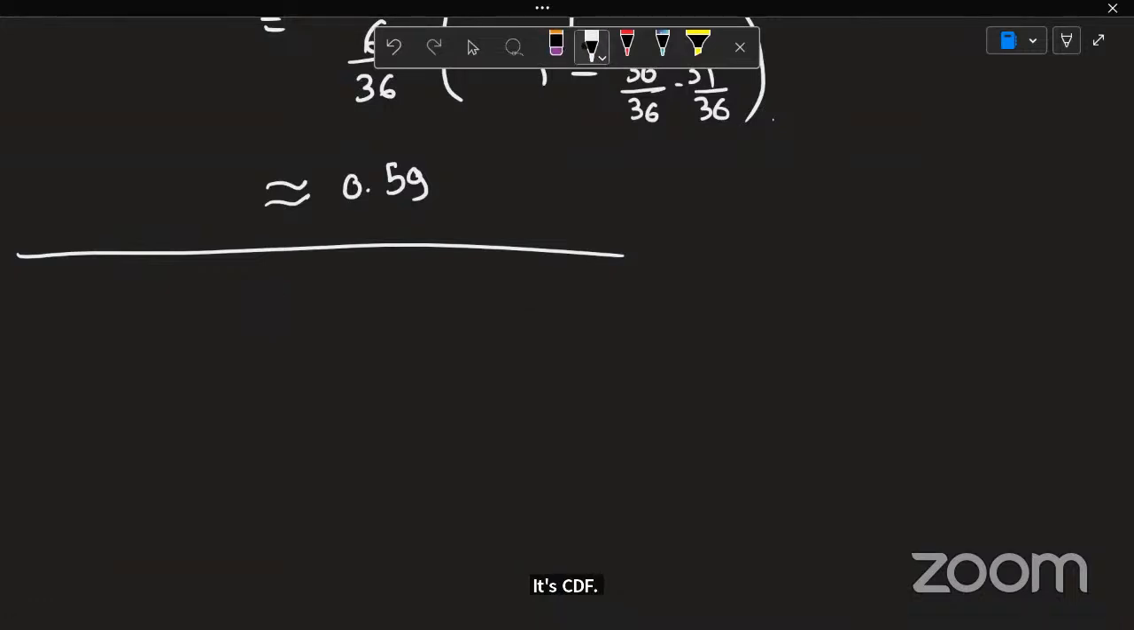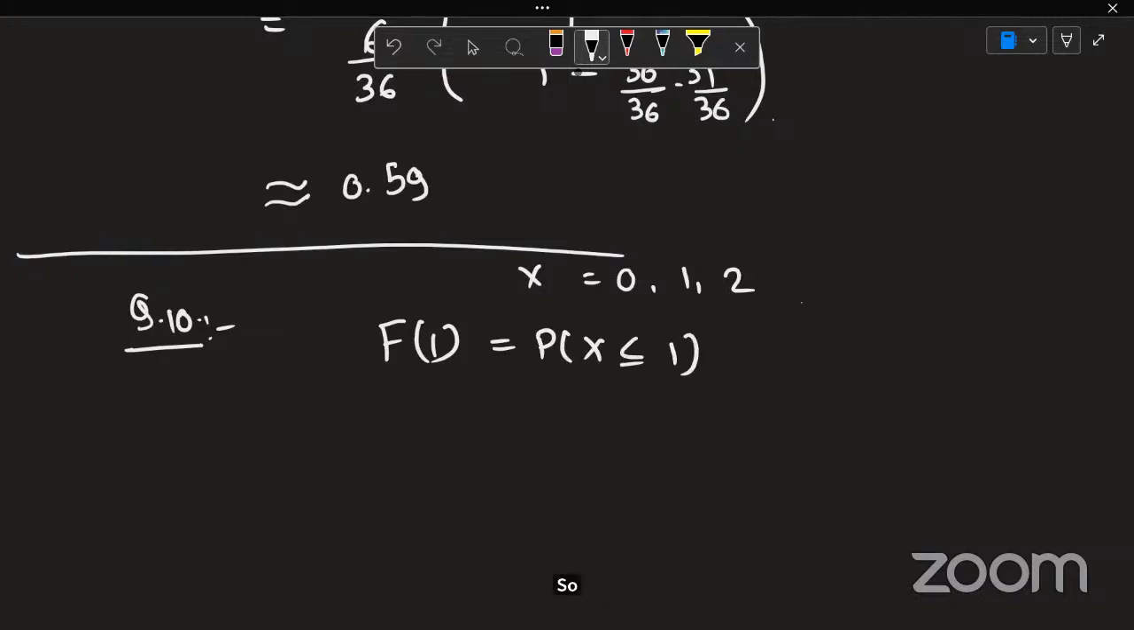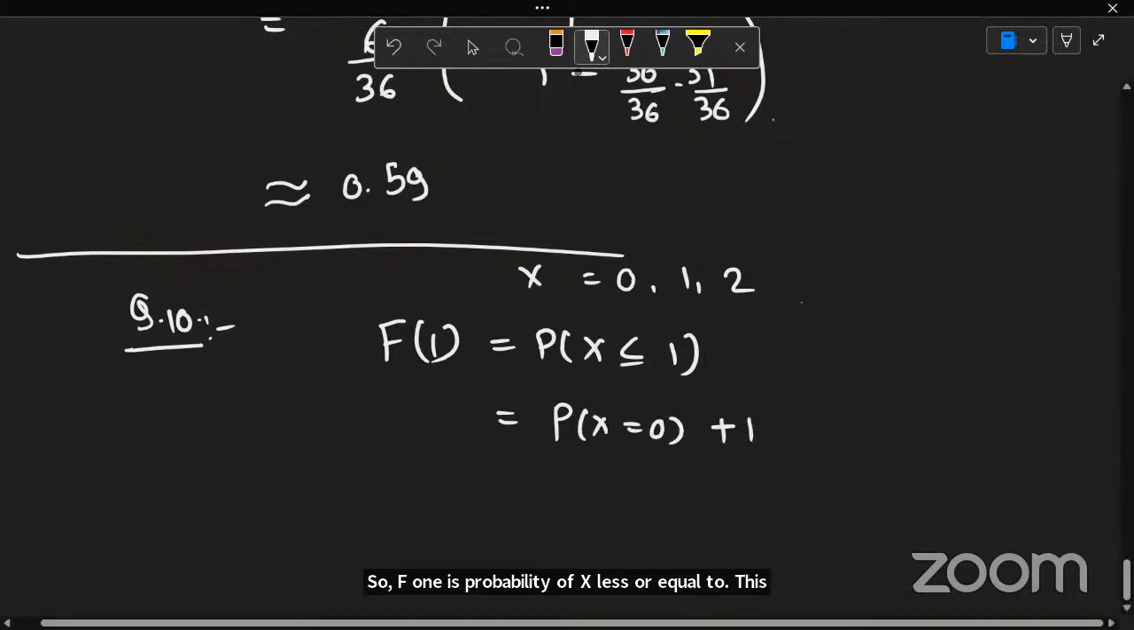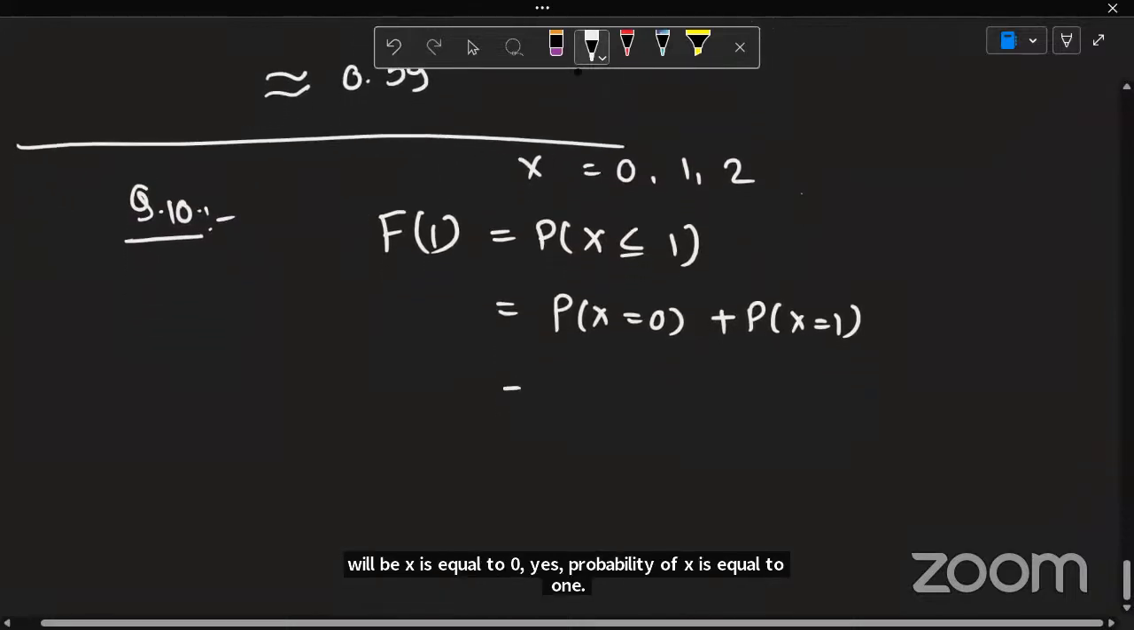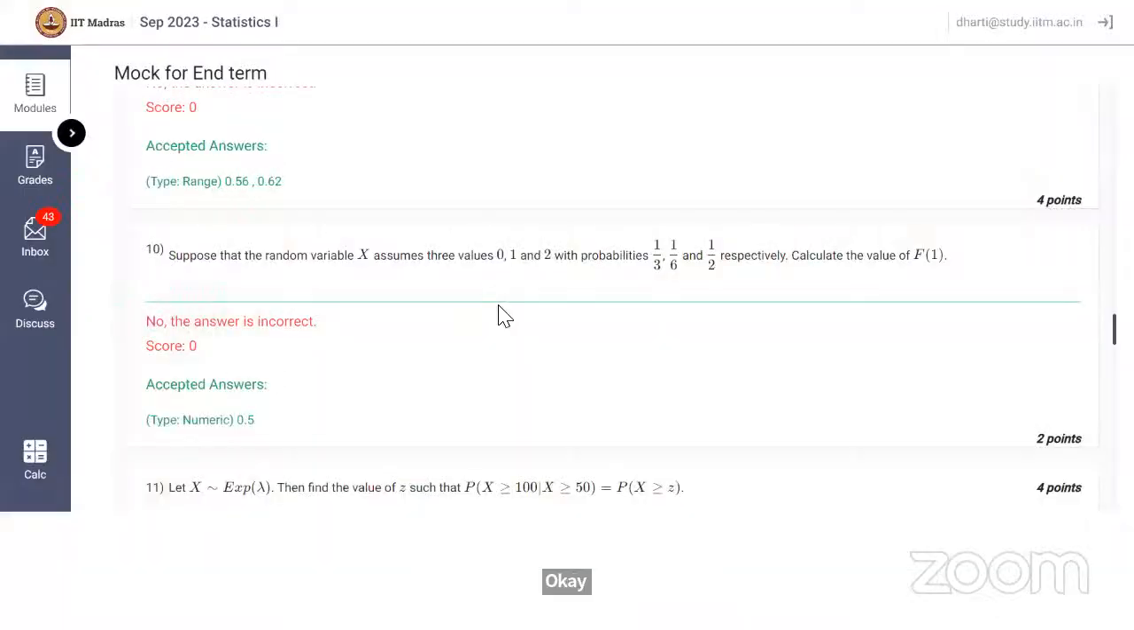You have the question, right? That's question number 10. So f of 1, your x is taking values 0, 1 and 2. So f of 1 is probability of x less than or equal to 1. This will be probability of x is equal to 0 plus probability of x is equal to 1. It is given as 1/3 and 1/6.